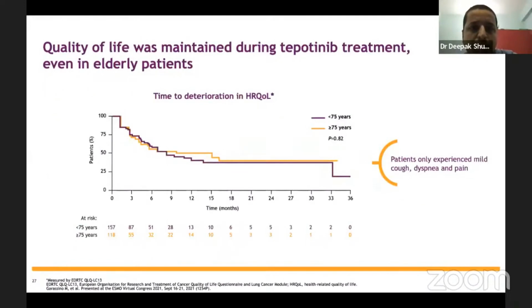And in the metastatic setting, one of the goals of our treatment is quality of life. And as mentioned in the VISION trial, the median age was close to 72 years. So even in these patients, if we look, the quality of life was maintained.